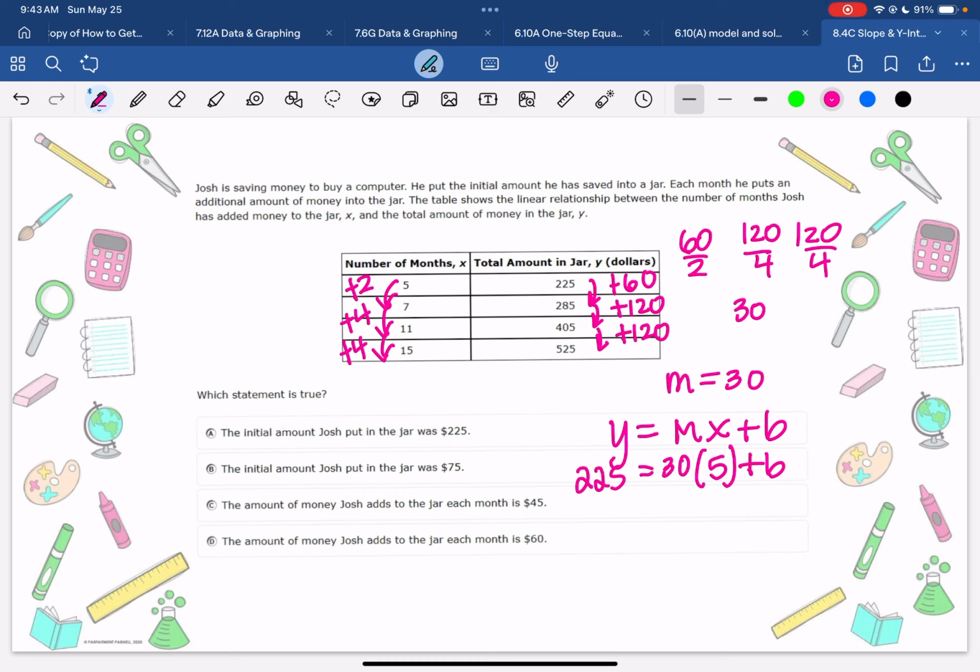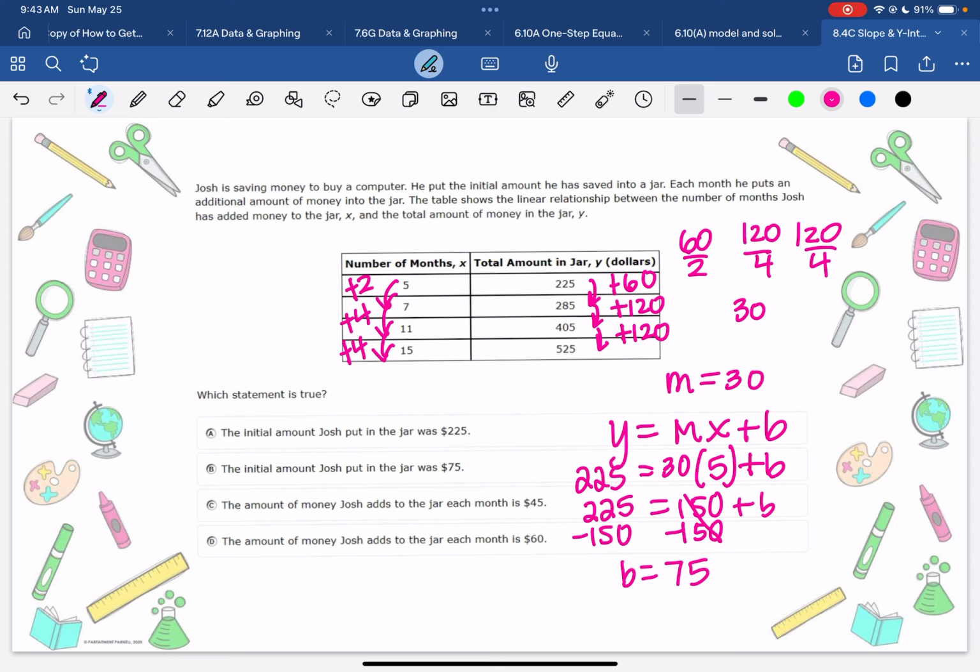All right, now we're going to simplify the right side of the equation, and 30 times 5 is 150. Bring down the plus b, equals 225. Now we need to isolate our variable b by using inverse operations. We'll subtract 150 from both sides because we're balancing equations, and b equals 75.